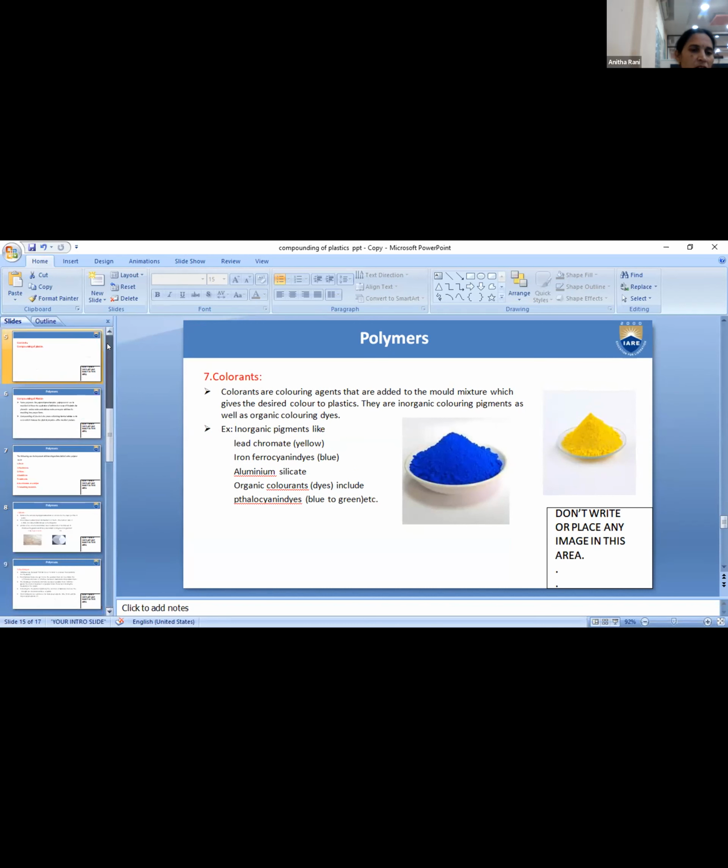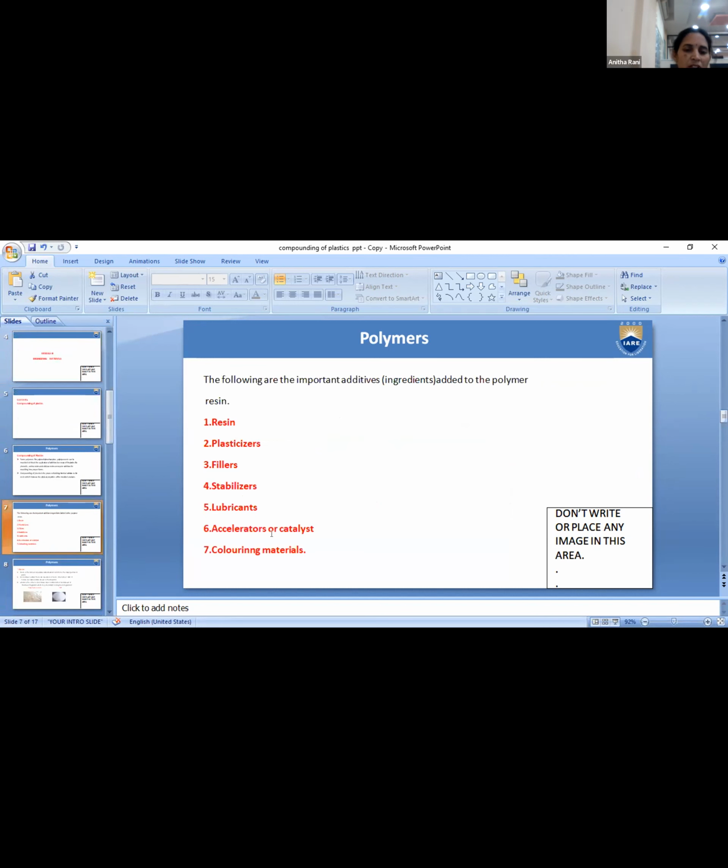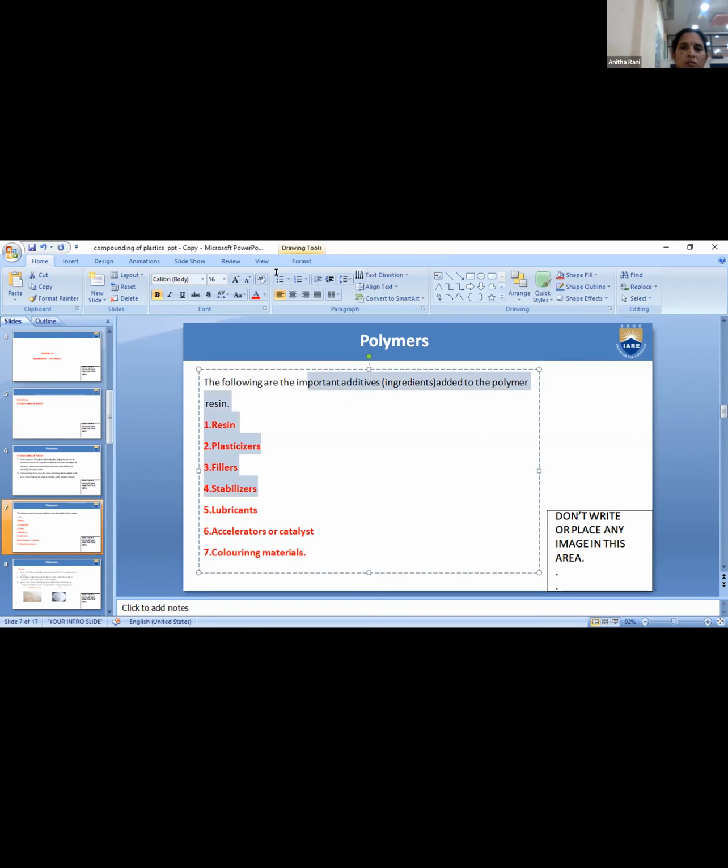Students, for each ingredient in the compounding of plastics, you have to know the function and an example so that you can write well. Learn the function and learn the examples. Okay?